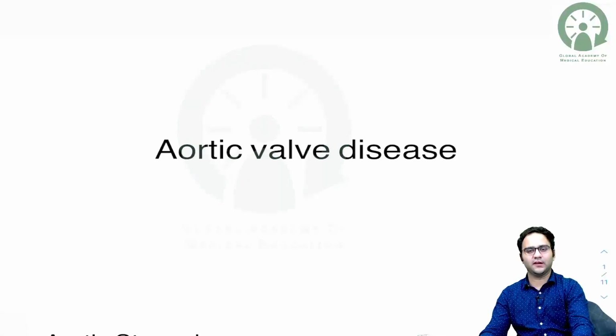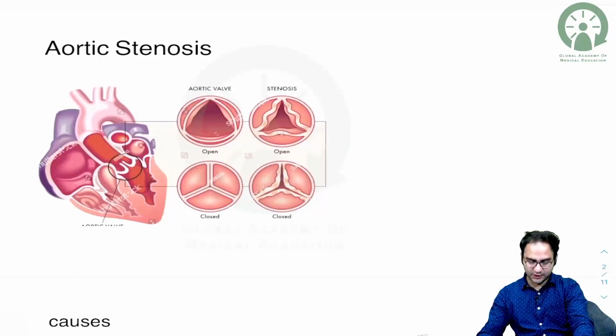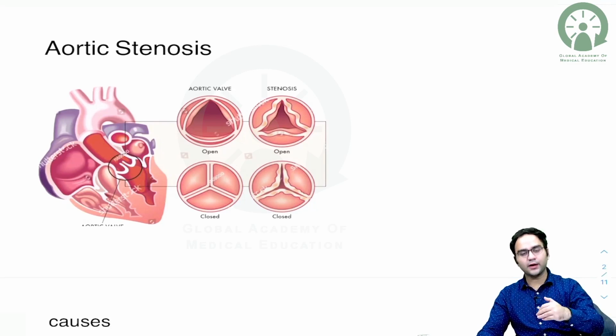Module on aortic valve disease. We have covered the module on mitral valve diseases, and what we specially read in mitral stenosis was that the cause was mostly rheumatic heart disease. So now, moving into aortic stenosis, let's see whether the etiology changes or remains the same.